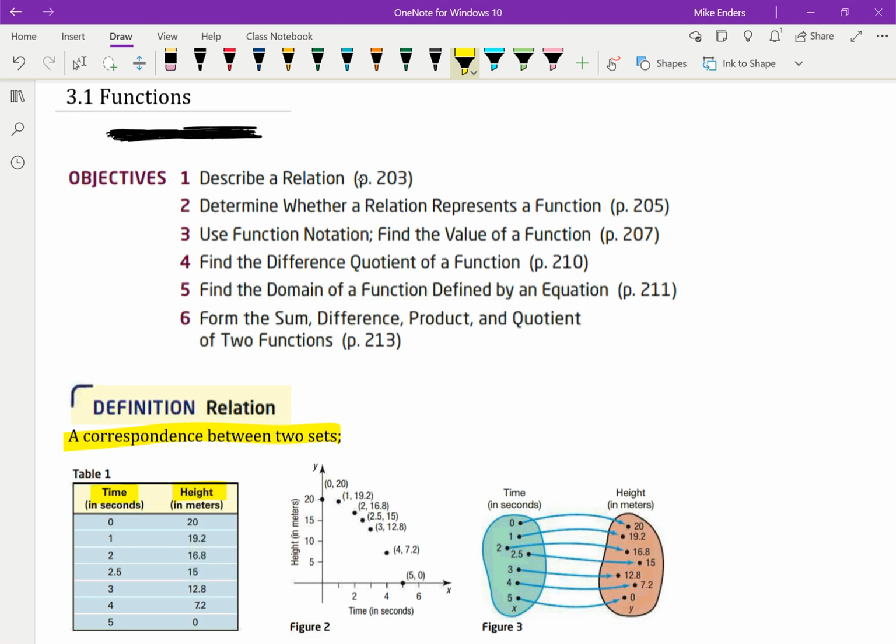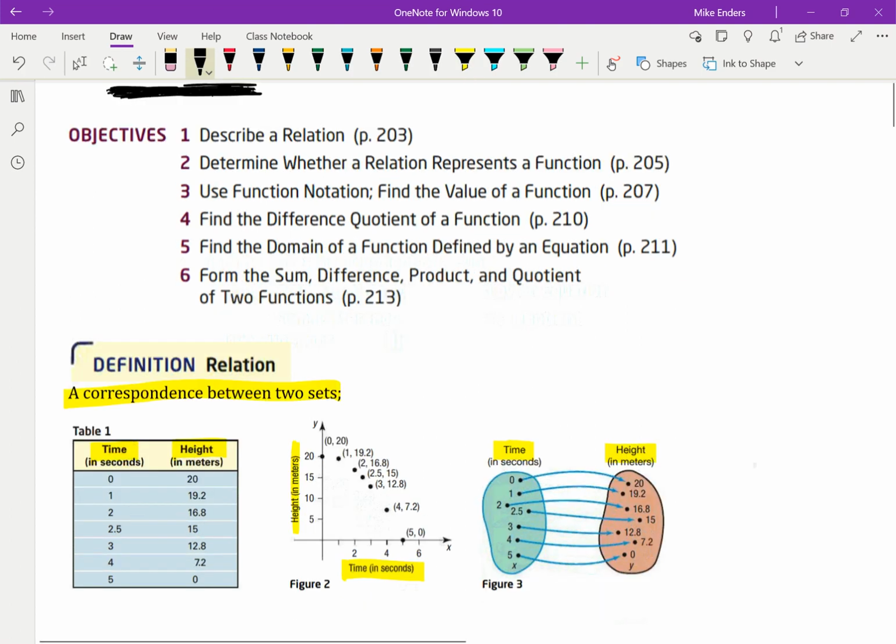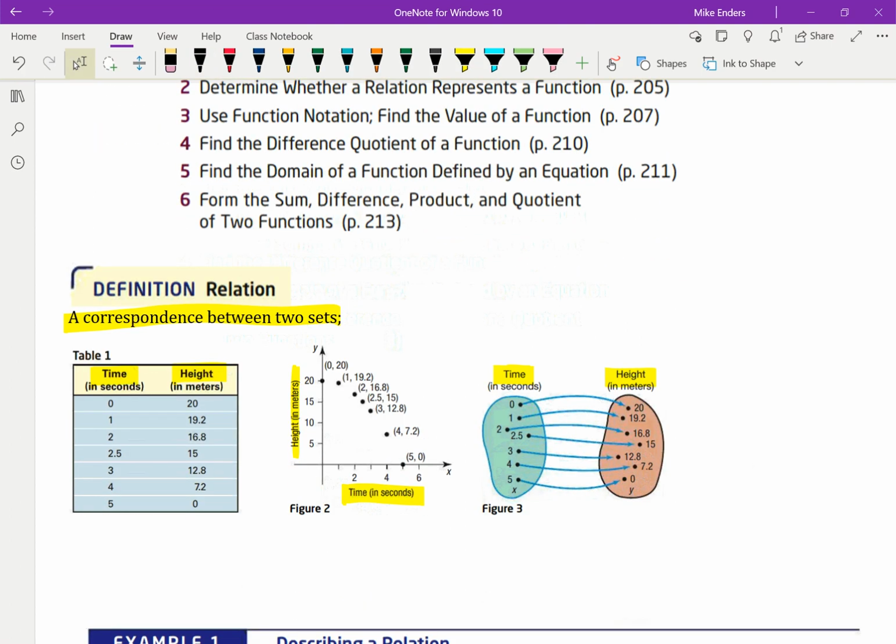In figure 2, what we have on the x-axis is time. On the y-axis, we have height. Again, two different components. So if we have two different items, two different components, and they're together, then we say that we have a relation. In figure 3, we also have time, we also have height, and so that is another way that we can describe a relation. We can take a look at these three different ways to describe two sets.